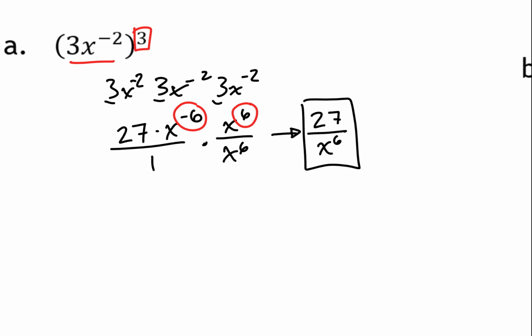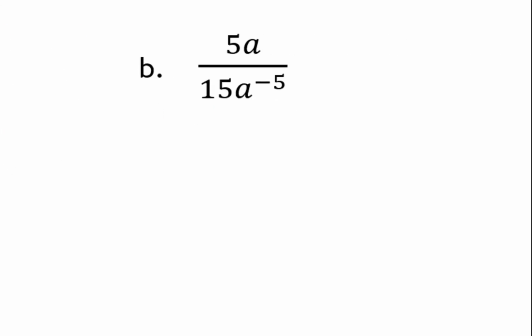No negative exponents, and we definitely reduced the number of operations needed from, what is it, 1, 2, 3, to essentially just 2 operations. Not a lot of reduction, but some. So let's move on to question B.